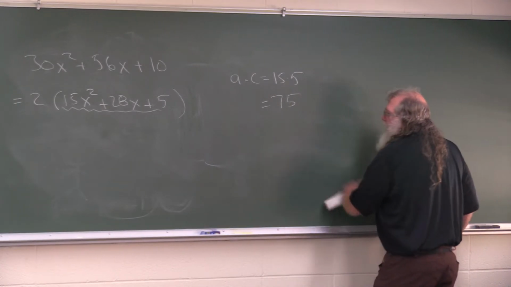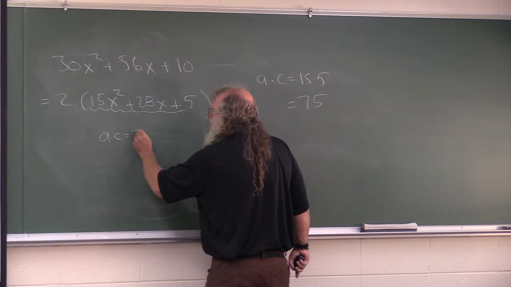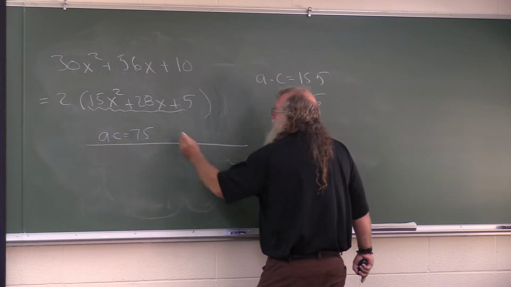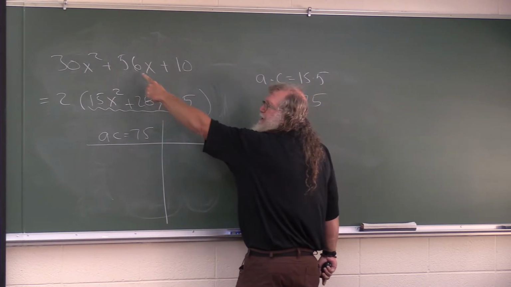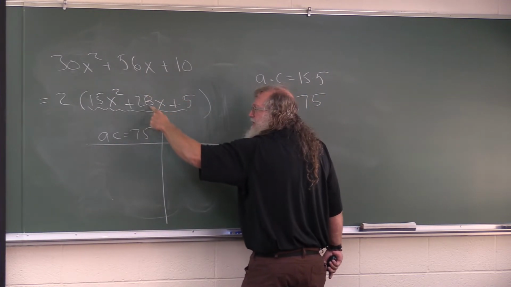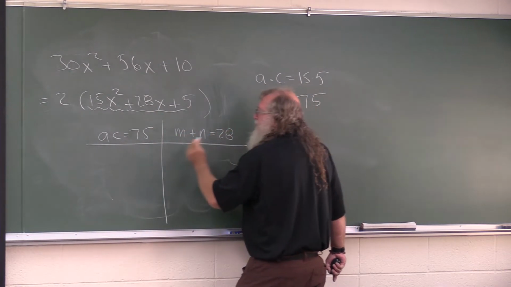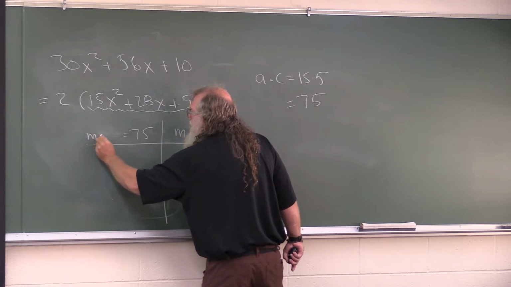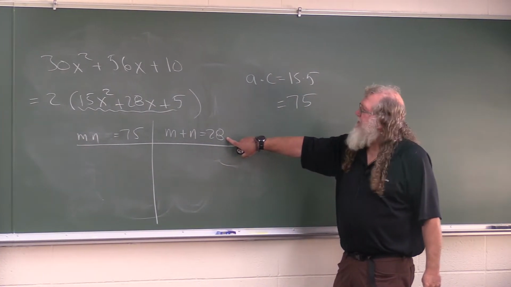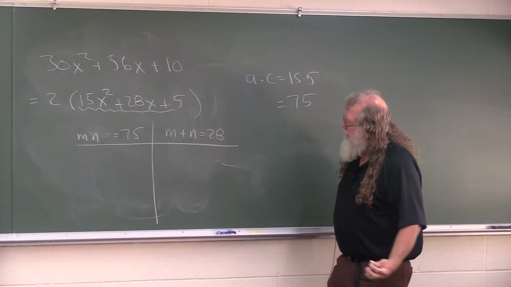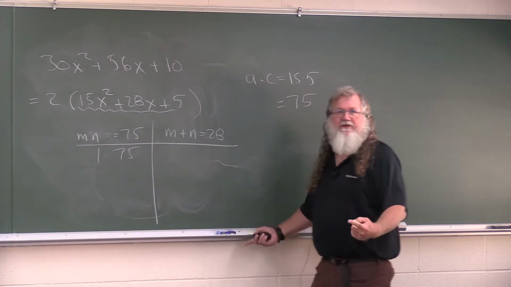So now what do we have to do? We have to find factors of 75 that add up to the middle coefficient. And the middle coefficient is not 56, it is what? 28. So we're looking for 2 numbers that multiply to 75 and add up to what? 28. So let's go through there. Well, 1 times 75, that's not very interesting. That's 76, by the way.